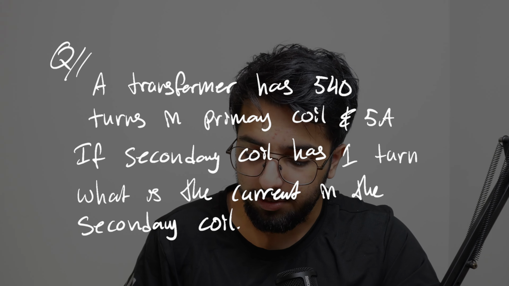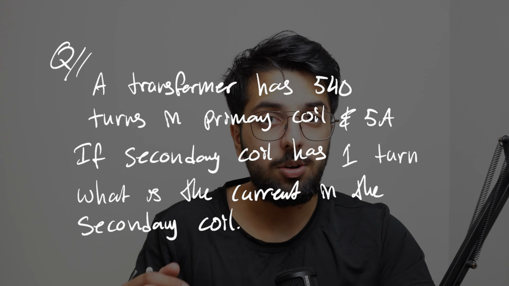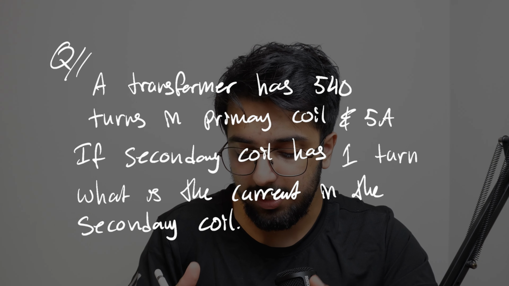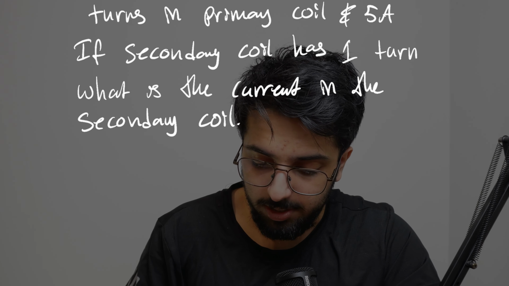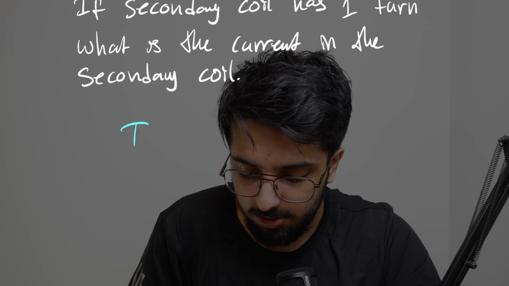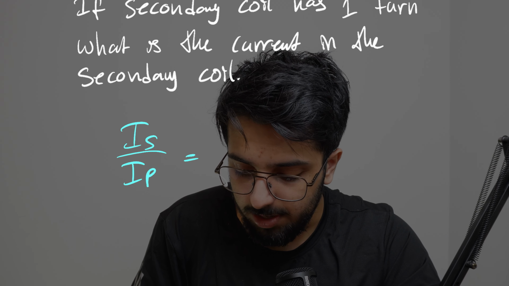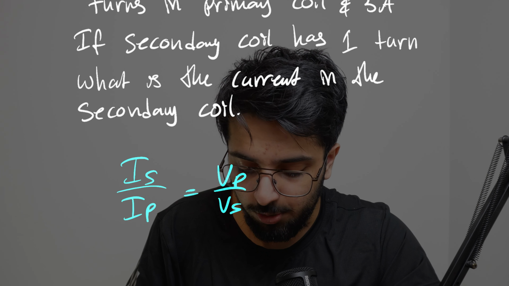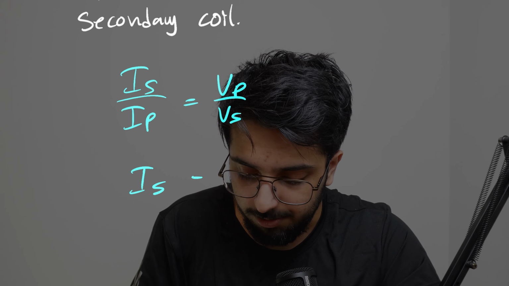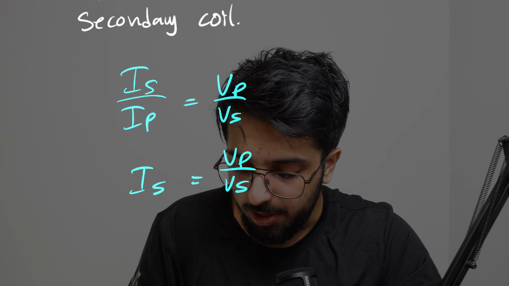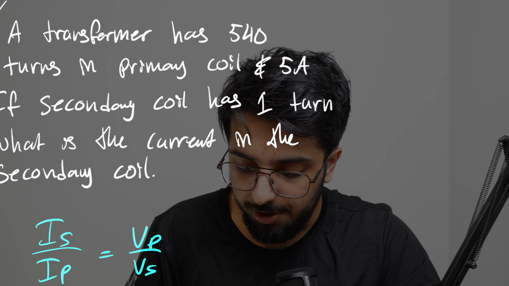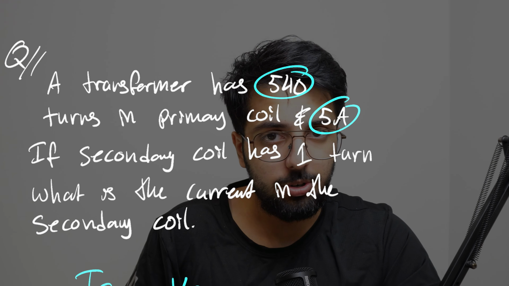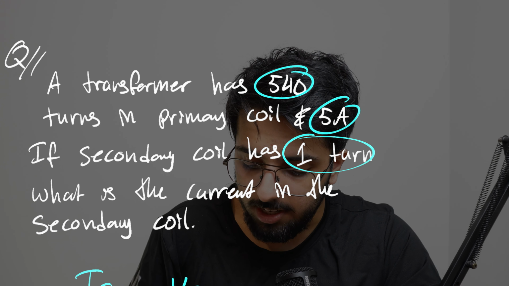So a transformer has 540 turns in the primary coil and also has 5 amps in the primary coil. If the secondary coil has 1 turn, what is the current in the secondary coil? So we obviously know our equation, IS all over IP is equal to NP all over NS, okay? We're trying to find the current in the secondary coil, and so we can rearrange for that, and we get NP all over NS multiplied by IP, okay? We know the current in our primary coil is 5 amps. We have 540 turns in our primary and 1 turn in our secondary, okay?